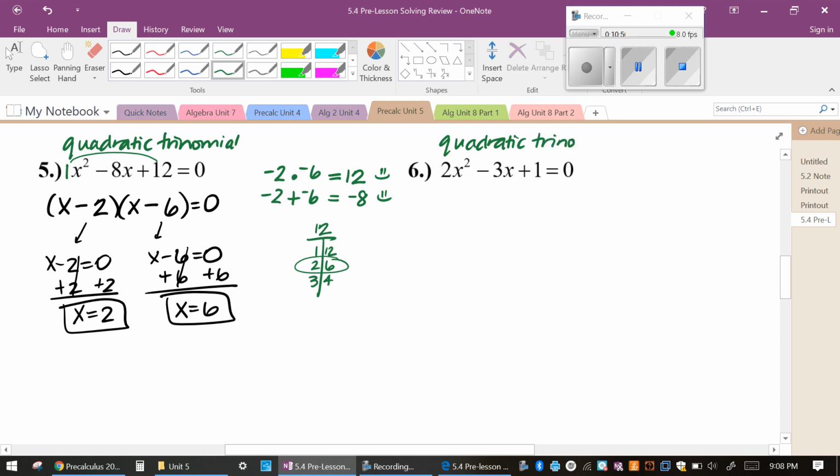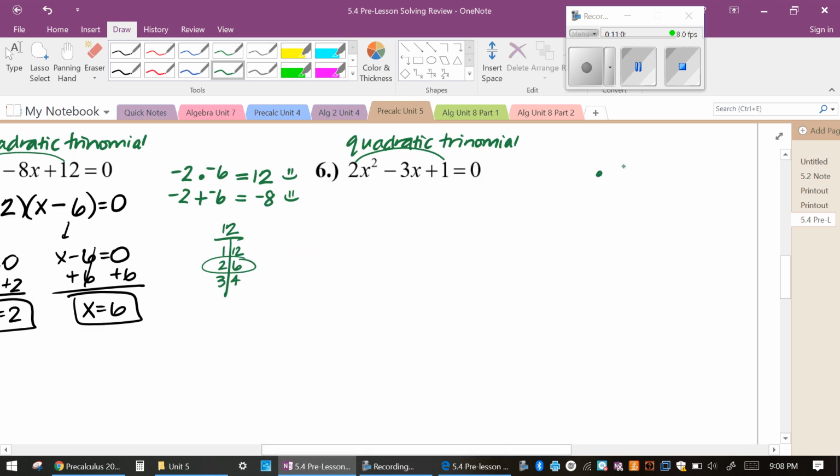The next one is also a quadratic trinomial. However, the leading coefficient is not a 1. So I'm going to do it very similarly to number 5. I'm going to multiply the quadratic term and the constant term. So 2 times 1 is 2. And I'm going to find two factors of 2. The list of factors for 2 is very short, obviously. And find which ones can add to negative 3. It's got to be negative 1 and negative 2.